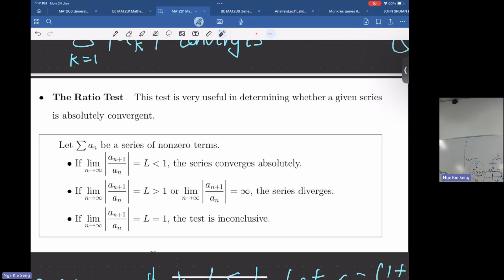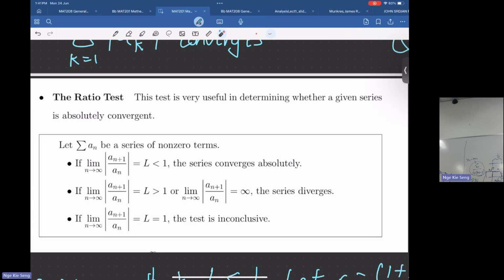Meaning the series of absolute values of a_n also converges. So if this series converges absolutely, this series also converges by the absolute convergence test. Correct or not? So we know that the original series also converges. Second, if this L is greater than 1, or worse, goes to infinity, then the series must diverge, because every term is growing, growing, growing. It diverges.